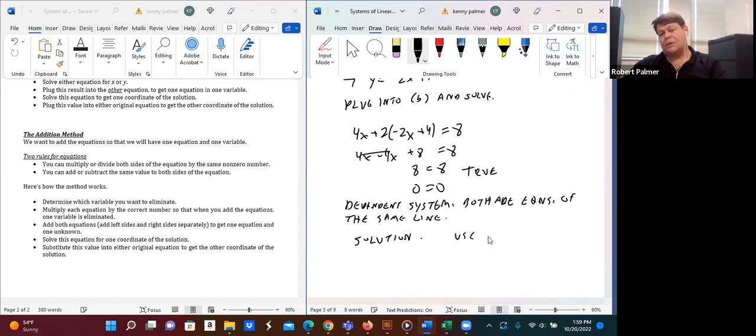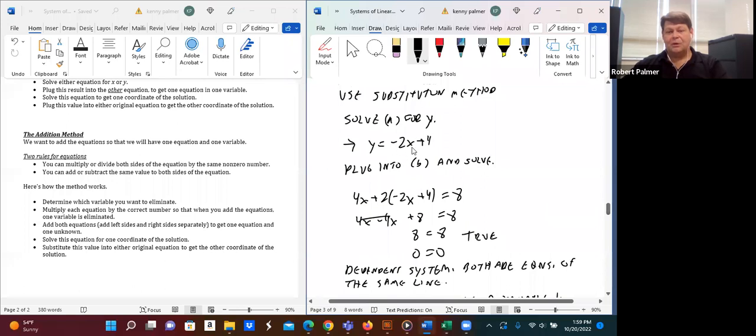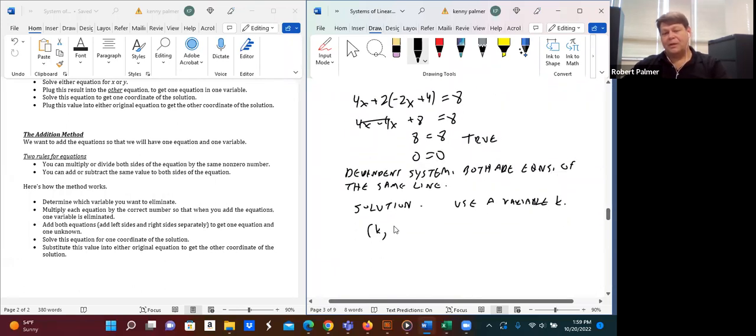is we're going to use a kind of unrelated variable we're going to call k. What I'm going to do then is write it as a collection of points k, and I'm going to pick one of the equations. I'll just use this right here: negative 2x minus 4. I'm wrong, that is negative 2k plus 4 rather.